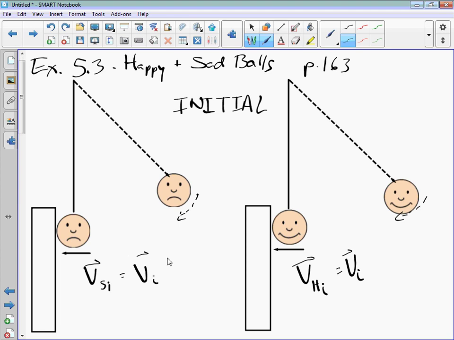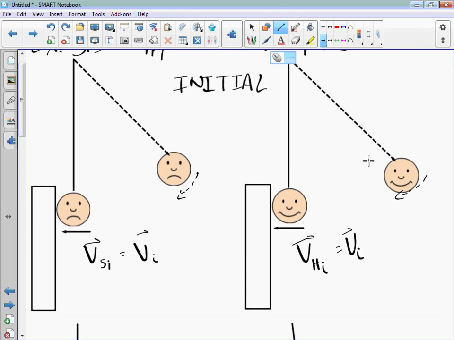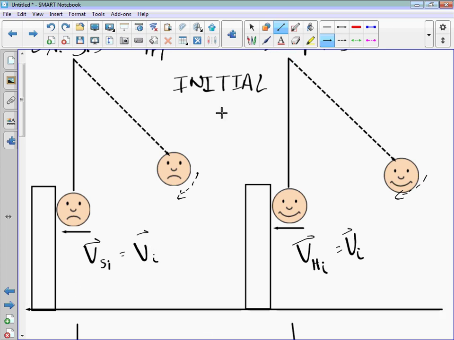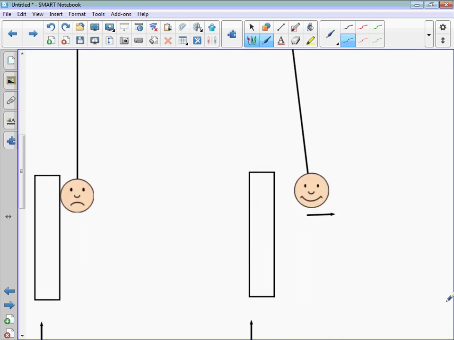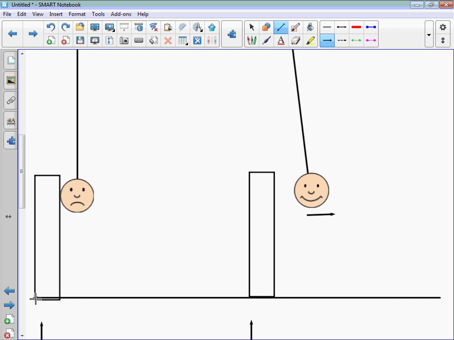I should define that this is an x direction or an x plane, although I think you can sort of see that. And this is going to be our final condition. Okay, and this is going to be my final condition.